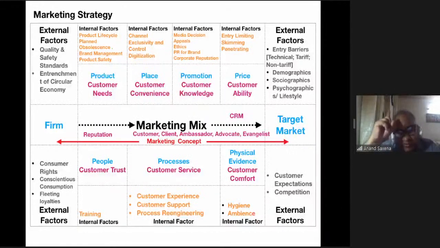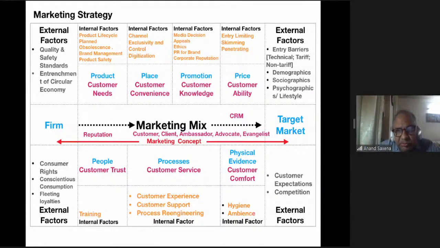So the same framework, the old framework, that input, throughput, output, internal and external factors, I have utilized to talk about the strategic aspects of your marketing management or strategic marketing management. Again, the idea is to yield to the firm a sustainable competitive advantage. And again, as I said, we can pick up whatever.